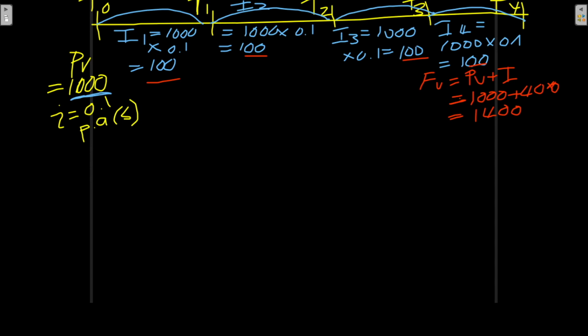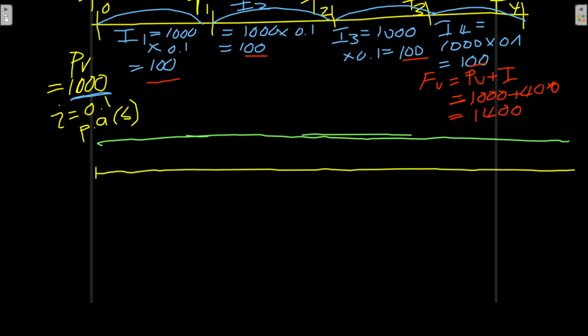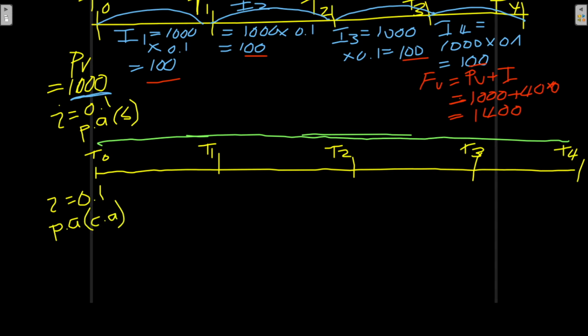Okay, now if we go to compound interest, the same example, except that now we're going to work with compound interest. So we have T0, T1, T2, 3, and T4. We start out with our 1,000 rands, and now our interest is 0.1 per annum, but it's not simple interest, it is compounded annually.